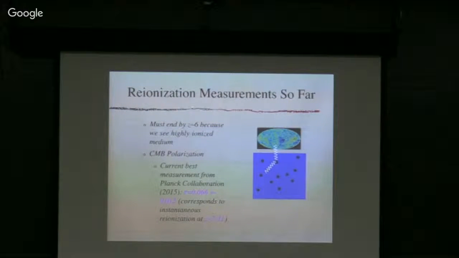Okay, and these two things are consistent. We know we're done by this, which is 1 billion years after the Big Bang. And so it's going on not too far before that, we think. All right, so that's what we know directly about reionization.